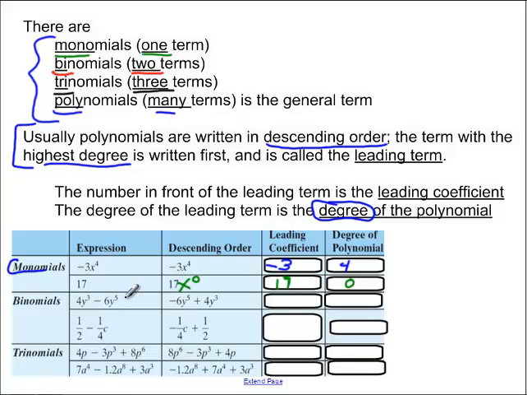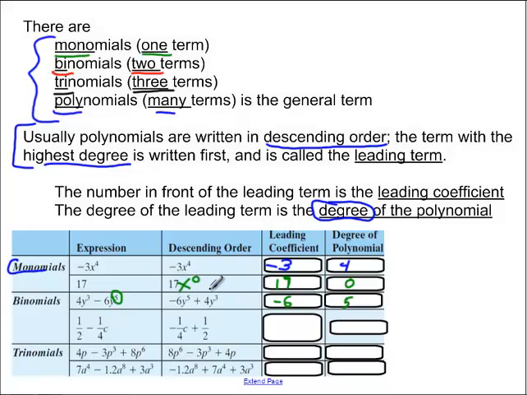Over here's our expression. In a binomial, now we've got two terms. It's not in descending order because y to the 5th power has to be first. In descending order, we write the highest degree first. The negative 6y to the 5th comes out and is our leading term. The plus 4y to the 3rd power becomes our second term. So this is our leading term, and that tells us what our leading coefficient is. The leading coefficient should be negative 6. The degree of the polynomial is the degree of the leading term, and that would be 5.